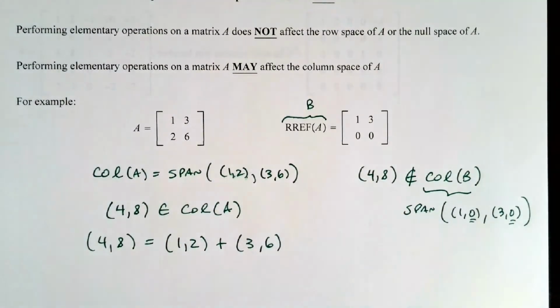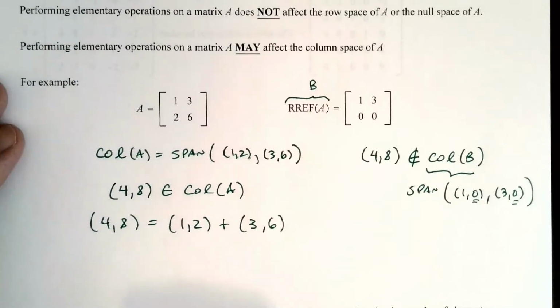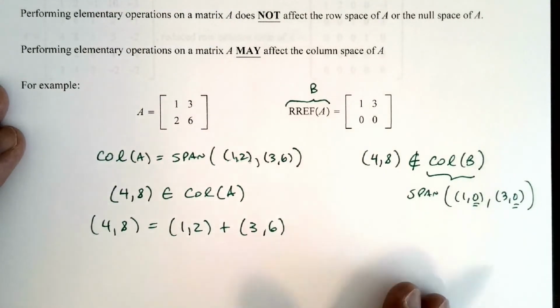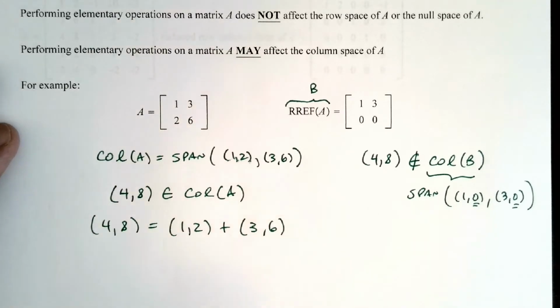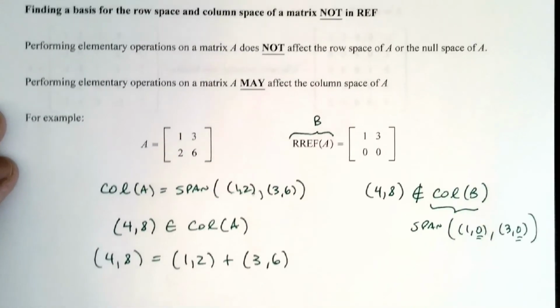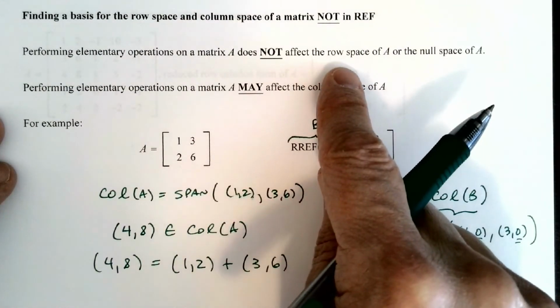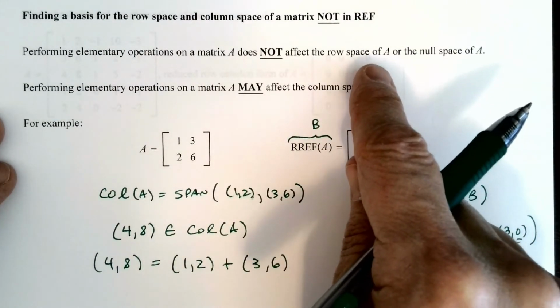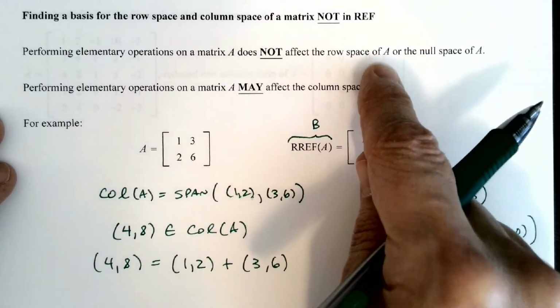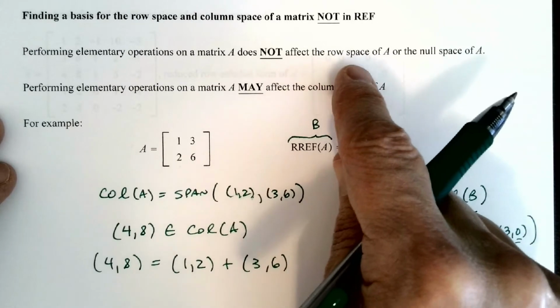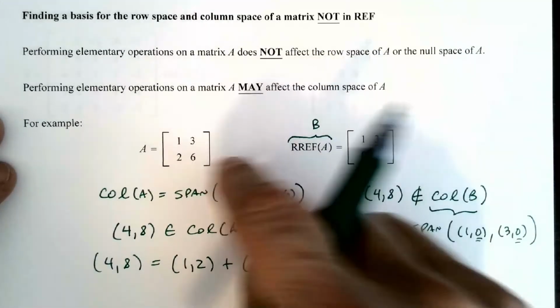And because of that, we have to be careful when we're looking at taking a matrix, putting it in row echelon form, and talking about then a basis for the column space. So what are we going to do? This tells me that when I'm going to find a basis for the row space of the matrix A, I can just find a basis for the row space of its row echelon form, like we did previously.